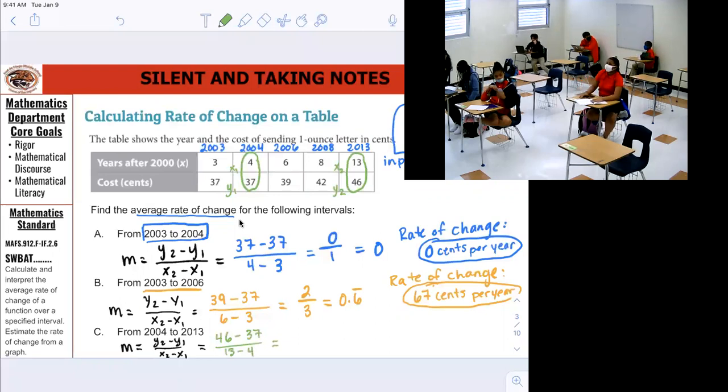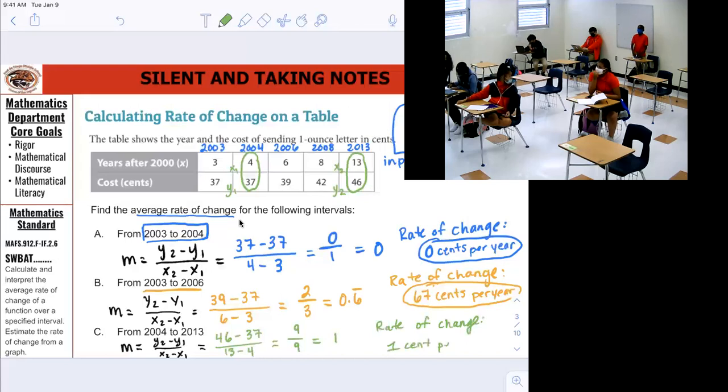Now we do my math. 46 minus 37, what's that? 9. Good. 13 minus 4. 9. Good. 9 divided by 9 is? 1. So what's my rate of change? 1 cent per year. There you go. 1 cent. Good. A lot of people got that correct in the chat, so good job, guys.